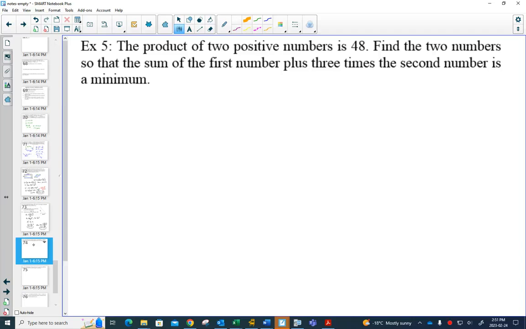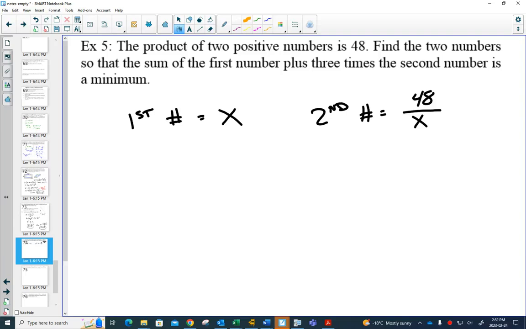Okay? So we need to decide what our first number and our second number are. We choose one of them to be x. And now we have to figure out what the other one is in terms of x. If their product is 48, then the second number is going to have to be 48 divided by the first number. And now we've written both numbers in terms of x.